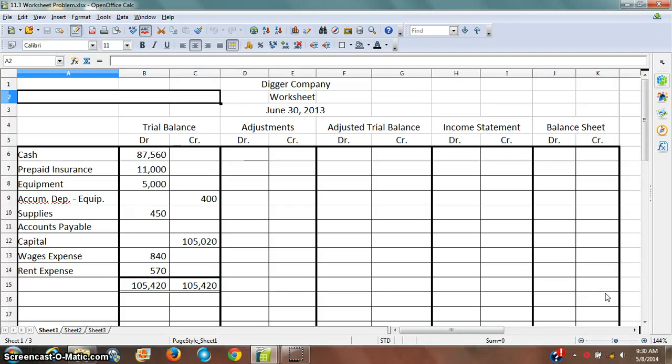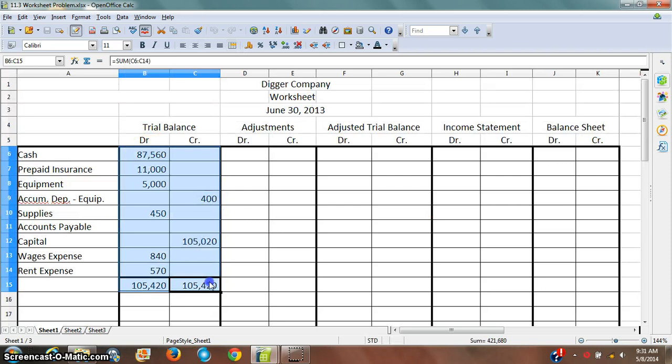Good morning, accounting class. This morning I am going to fill out a worksheet so that you can see how it's done. Here's the sample worksheet, and notice here I've already copied the trial balance.